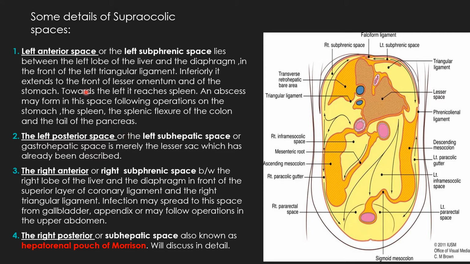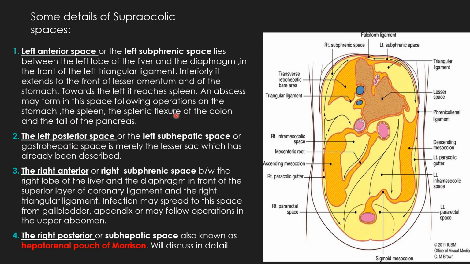Starting with the left anterior space, also known as the left subphrenic space. The word subphrenic means below the diaphragm, so this space is also known as the subdiaphragmatic space. It lies between the left lobe of the liver and the diaphragm, in front of the triangular ligament, and inferiorly it extends to the front of the lesser omentum and of the stomach, and towards the left it reaches the spleen. An abscess may form in this space following operations on the stomach, the spleen, the splenic flexure of the colon, and the tail of the pancreas.